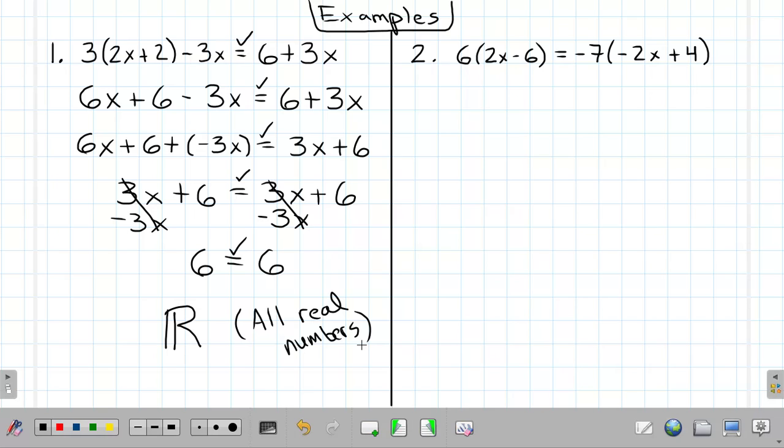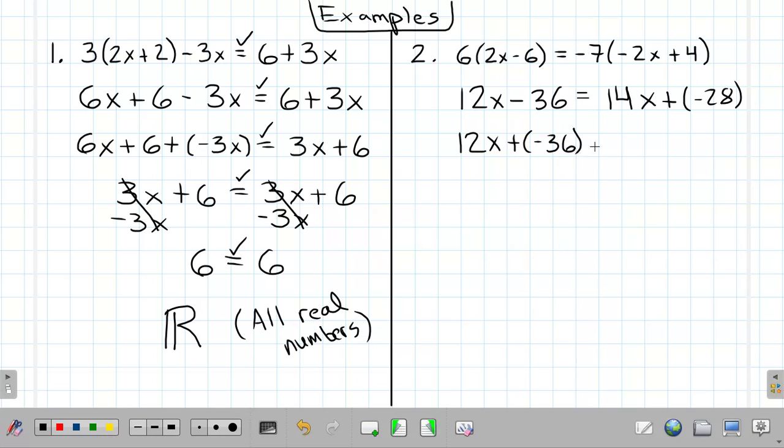Okay. Number 2, very similar here. We got some subtraction, some negatives here. I'm going to go ahead and distribute first, and then we can worry about writing things as a sum if we need to. So we're going to distribute a 6 here, which will give me 12x minus 36. On this side, we're going to have negative 7 times negative 2. That's a positive 14x, plus negative 7 times 4 is negative 28. And then once again, I'm going to take the one extra step here and write that subtraction as a sum, so that way I can clearly see all my terms, see if there's anything I can combine together or not. But we can't on either side.